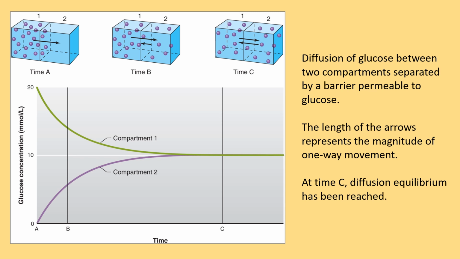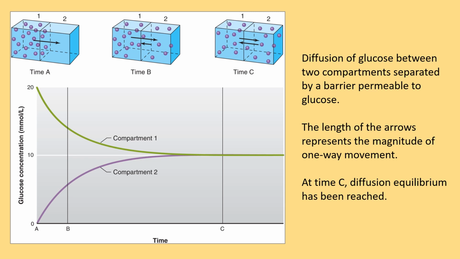But then we get to time C. At time C, we have achieved equilibrium, where there are equal concentrations of purple dots in compartment 1 and compartment 2. Purple dots are still moving, diffusion is still happening, but it's happening at equal rates in both directions. And we can see that both black arrows there are the same in length. And then we can take that information and portray it graphically. So let's move to the graph below. On the horizontal axis, we have time, and we see our 3 time points labeled there, time A, time B, and time C.